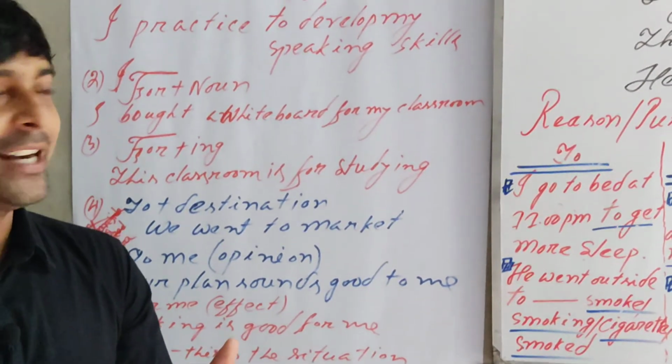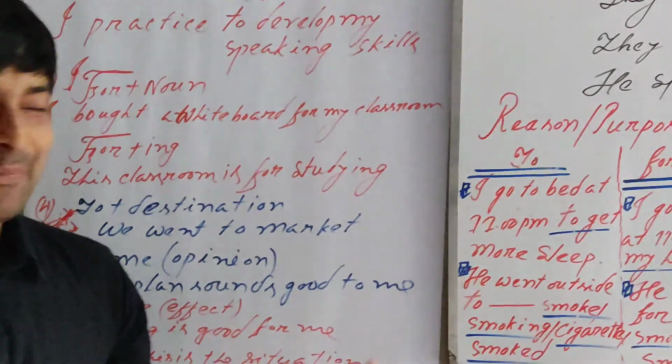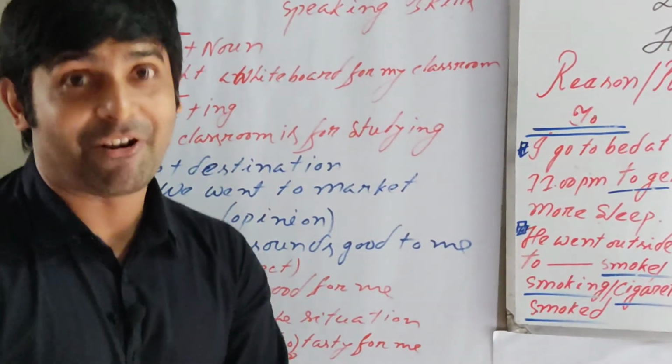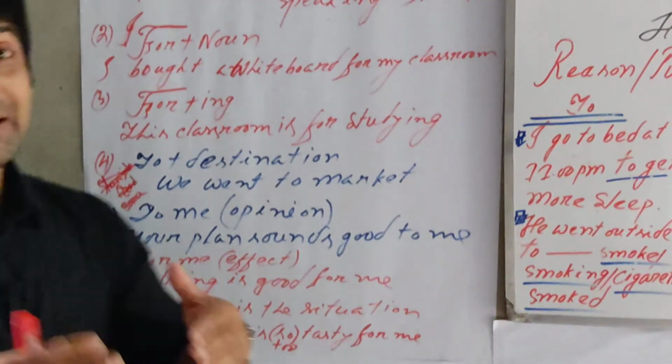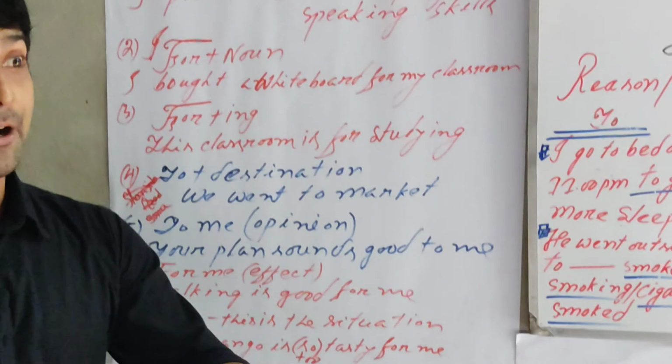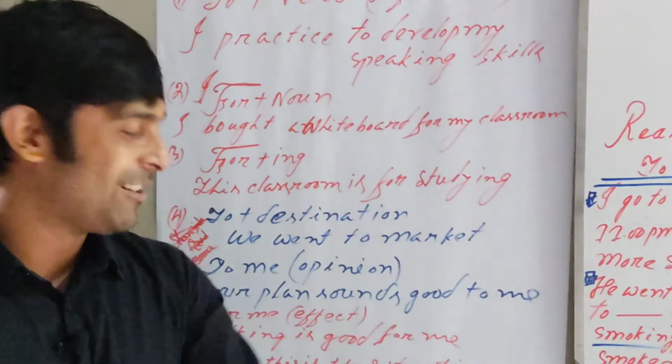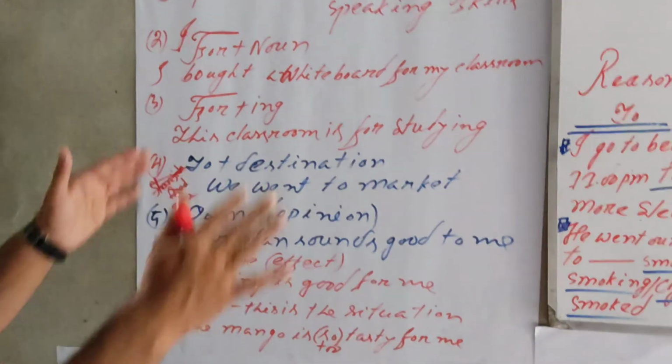Or this ice cream. Most of the children like ice cream very much. So ice cream is tasty for the children. This is why they can say here, the ice cream is tasty for the children, not to the children, for the children. That will be so enjoyable if you apply it in this way.